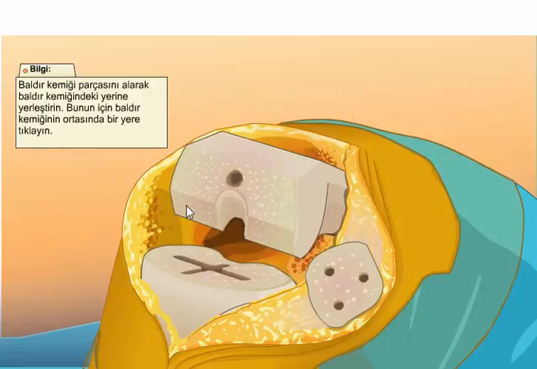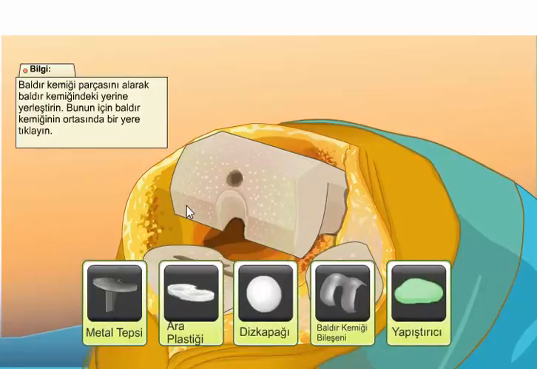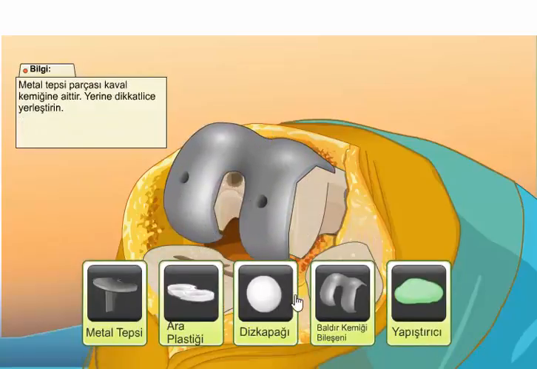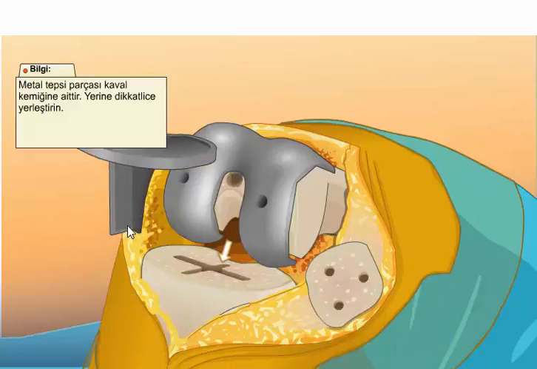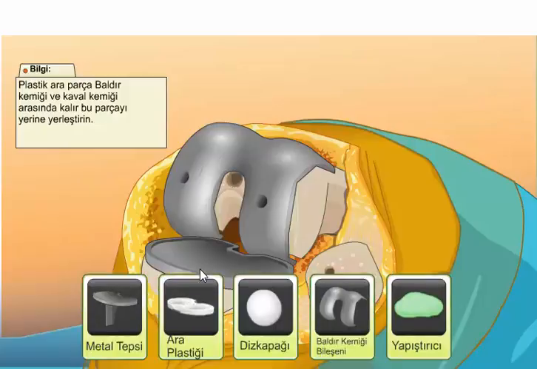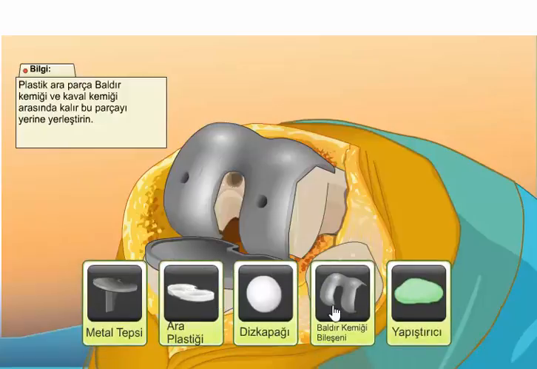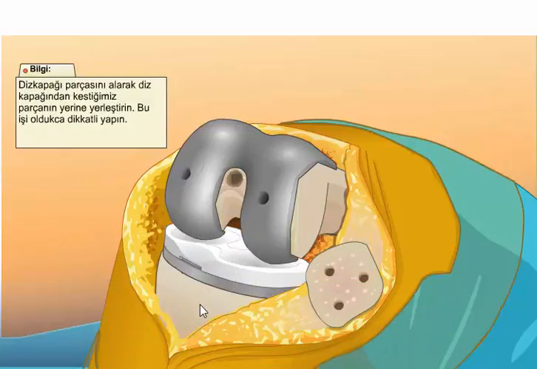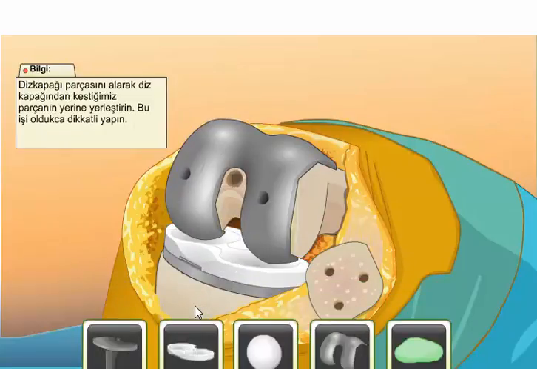First, attach the femoral trial component. Attach the metal tray trial component to the tibia. Insert the plastic trial spacer into the metal tray component. Lastly, attach the patellar trial component.